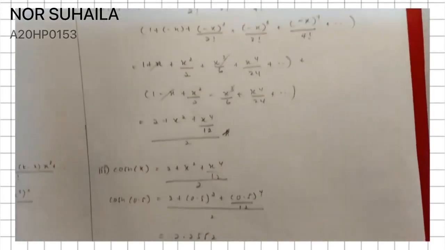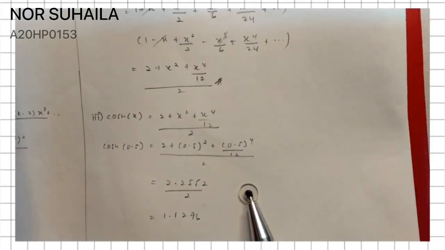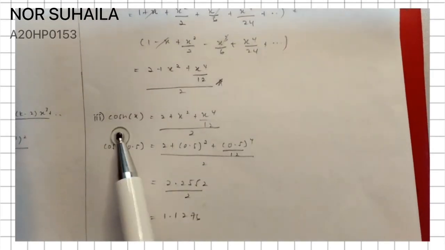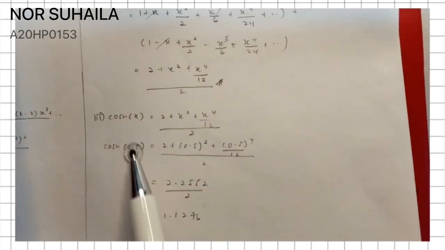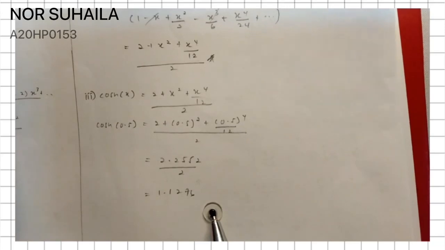Okay. So the next is 3 Roman, which is: hence use the first 3 terms to approximate the value of cos 0.5. Round your answer to 4 decimal places. So cos x, you get this one, right? The answer, just change x to 0.5. We got 1.1276 because we need 4 decimal places.